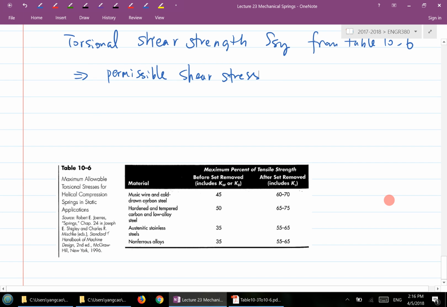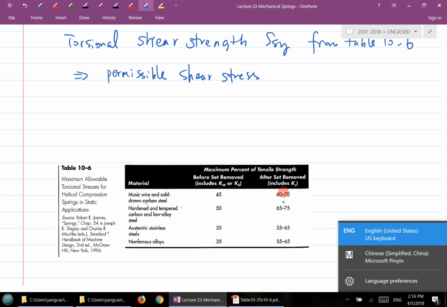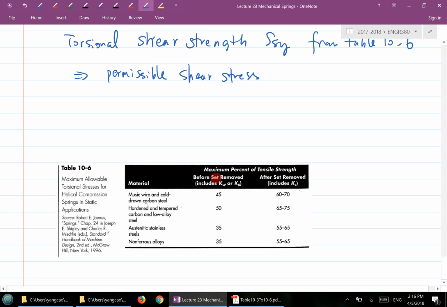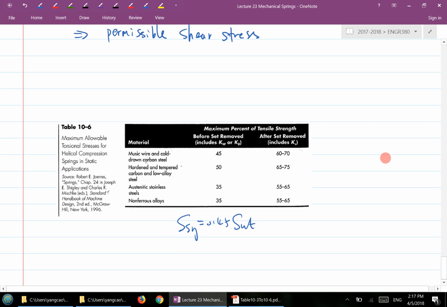If you look at this table here, the first column gives us different types of material: music wire and cold drawn carbon steel, hardened and tempered, and carbon and low alloy steel. So different materials in the first column. The second and third columns, you have to read the title first. The first title says before set removed. The second title says after set removed. I'll explain what set removed means. But for each column, for example here is 45, for the set removed. It basically means you use 0.45, 45% times the tensile strength. So that's how you read from this table right here.